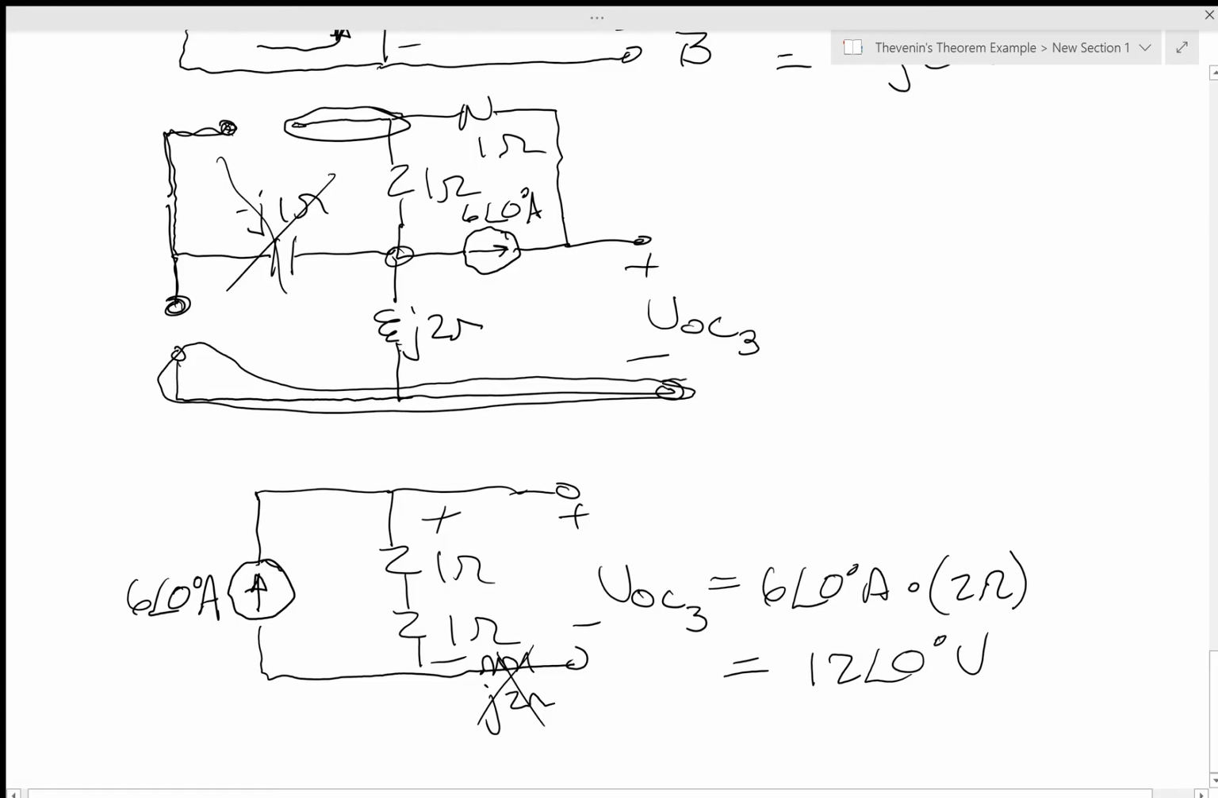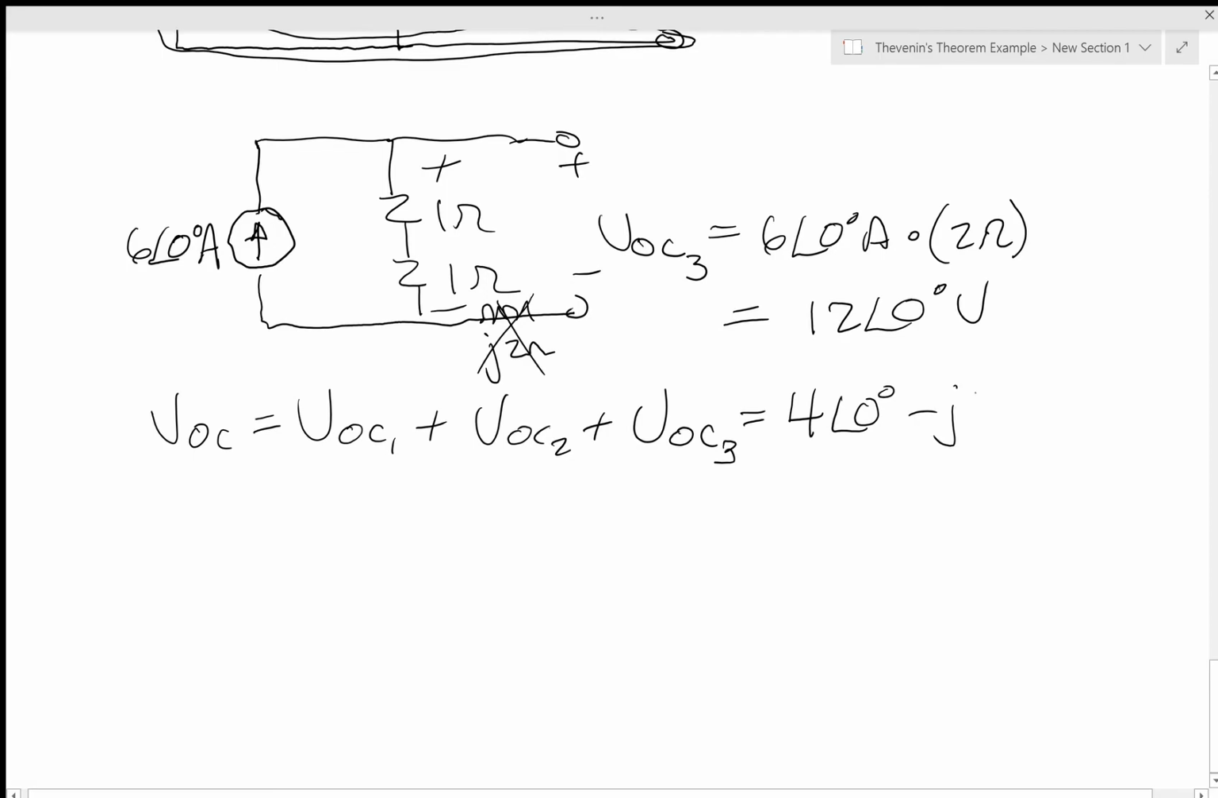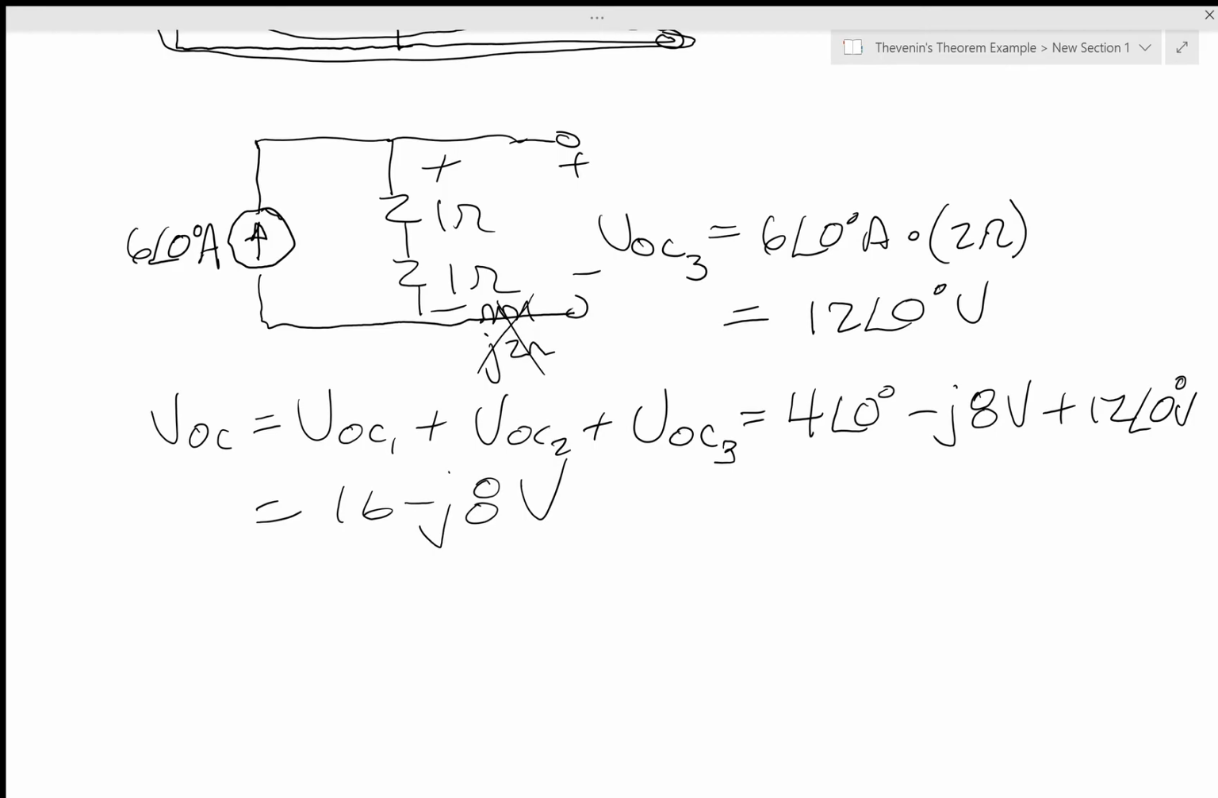Okay, so if I look at all this stuff, then VOC equals VOC1 plus VOC2 plus VOC3, which equaled 4 angle 0 degree volts minus j8 volts plus 12 angle 0 degree volts, and 4 plus 12 equals 16 minus j8 volts. So that's VOC.